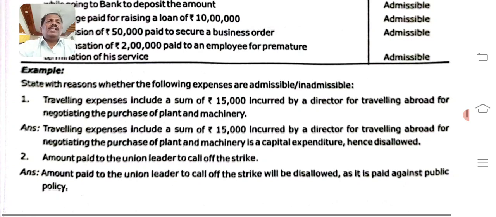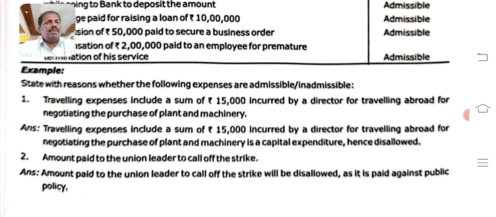State with reasons whether the following expenses are admissible or inadmissible. The first one is traveling expenses, which include a sum of rupees 15,000 incurred by a director for traveling abroad for negotiating the purchase of plant and machinery.